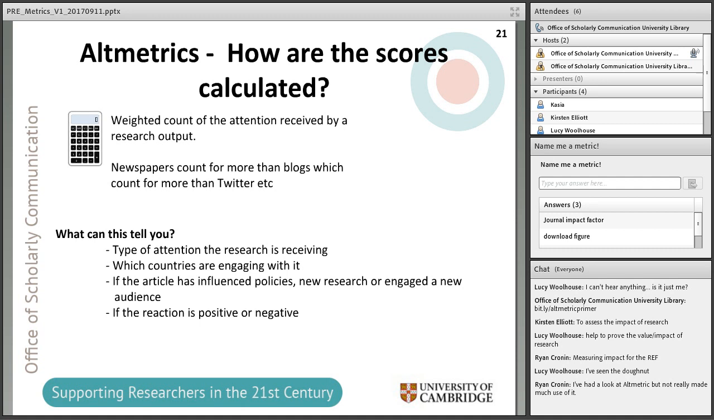And you have to delve in a little bit deeper, which you can do using Altmetric. You can go and see a list of all the different tweets and news stories, that kind of thing. So you can go and really see who's talking about it and what they're saying.